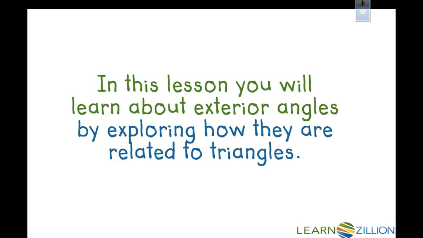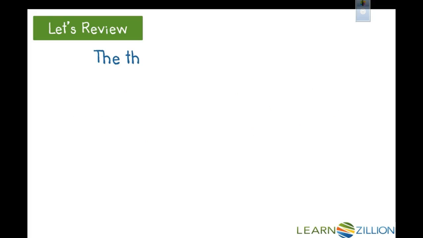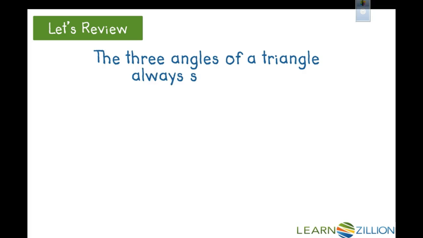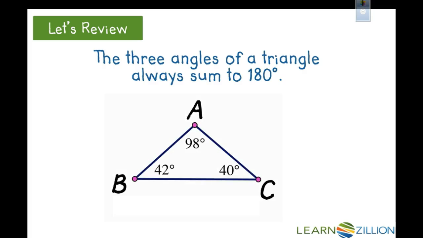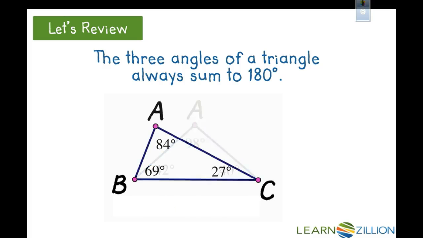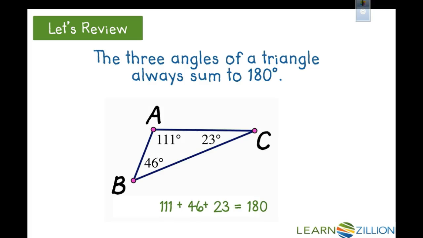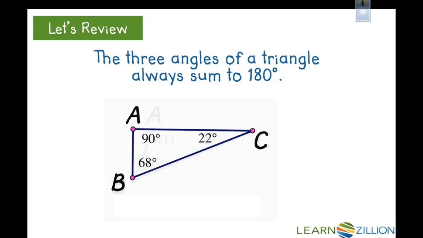In this lesson, you will learn about exterior angles by exploring how they are related to triangles. Let's do a quick review. The three angles of a triangle always sum to 180 degrees. The same is true whether the angle is acute or obtuse or right.